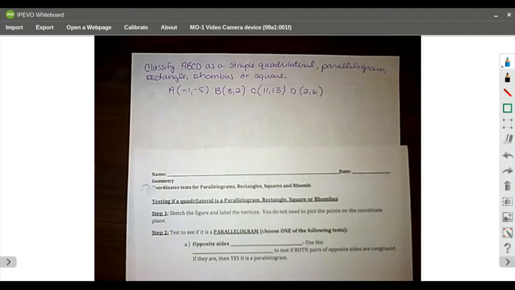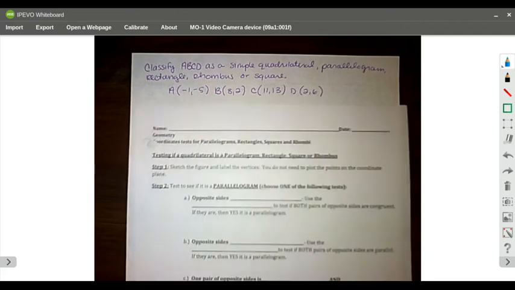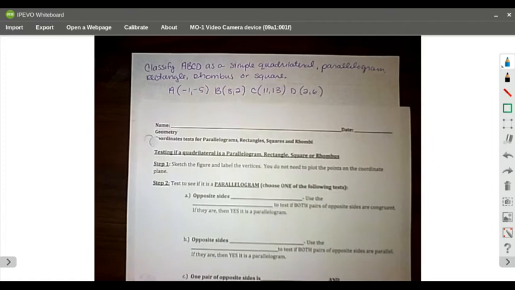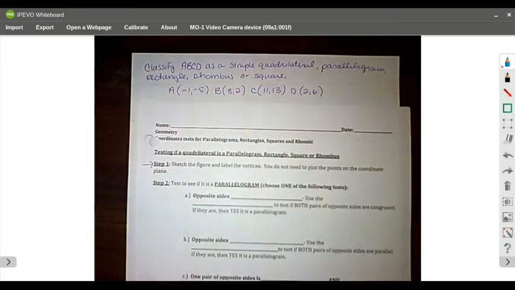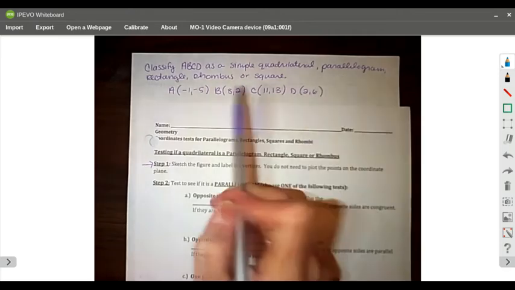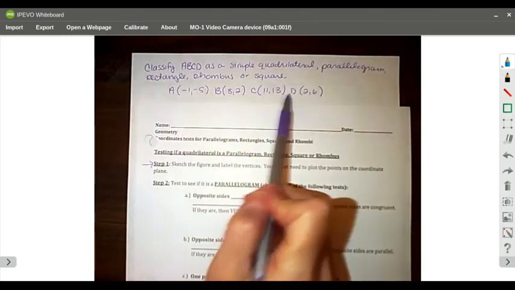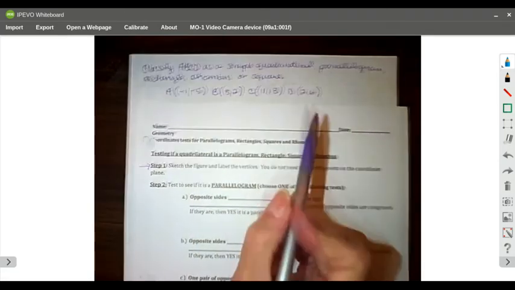So we have our ordered pairs. Here are the directions that we're going to follow. The very first thing that you do, whether you do it on the coordinate plane or not, is to sketch a figure. The reason I tell you to sketch a figure is so you know where the vertices are. When you have a quadrilateral, it's important that you label it around the figure and you don't jump around.